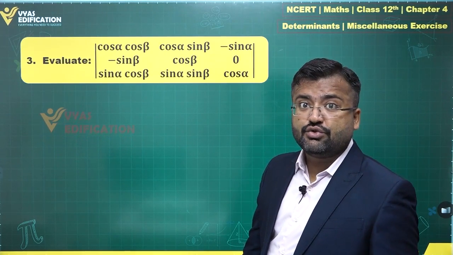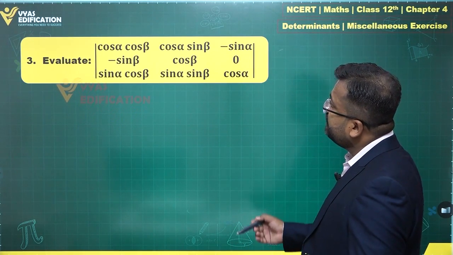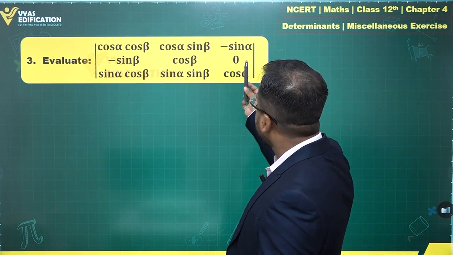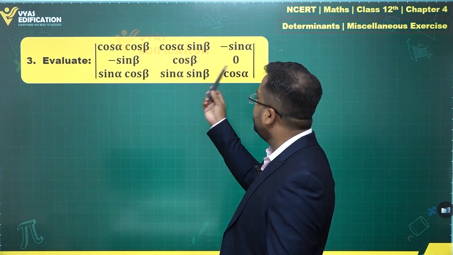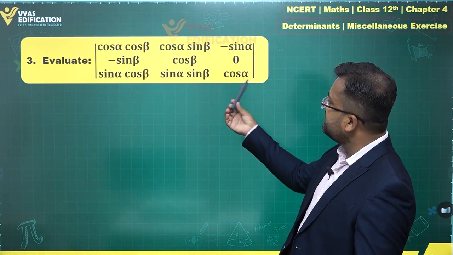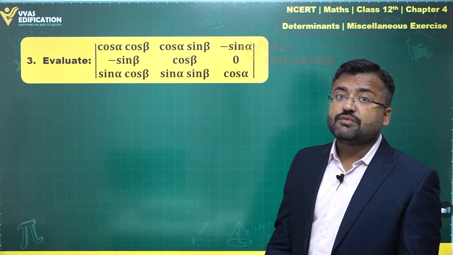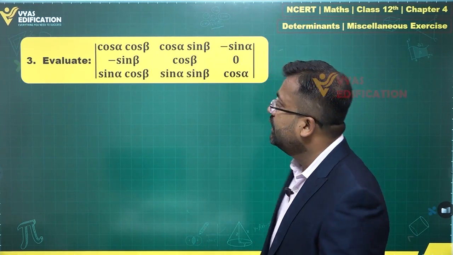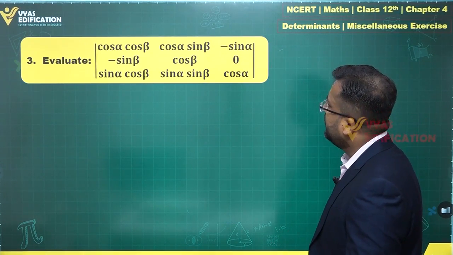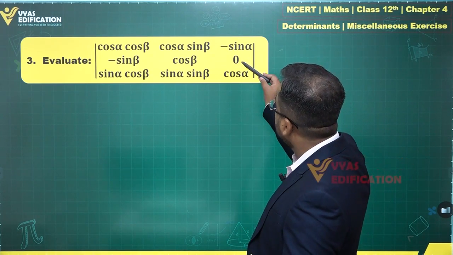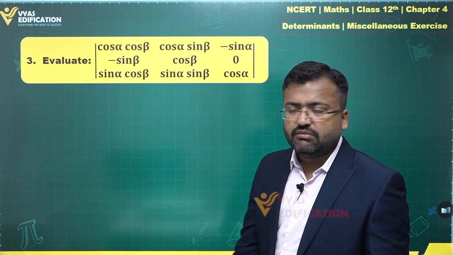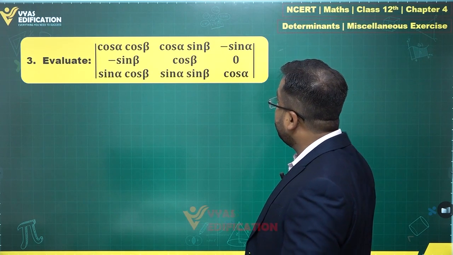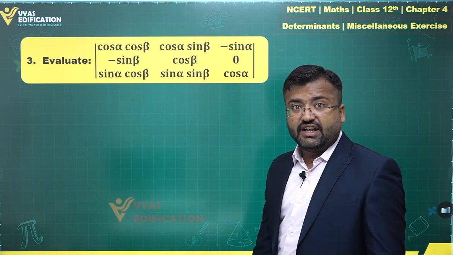Let's discuss this next question that we have in front of us. We have cos alpha cos beta, cos alpha sin beta, minus sin alpha; minus sin beta, cos beta, 0; sin alpha cos beta, sin alpha sin beta and cos alpha. We are supposed to evaluate the value of this determinant. How do we do that? If you see clearly, there is a 0 over here, but what else? Do we have another 0 or the possibility of creating another 0?